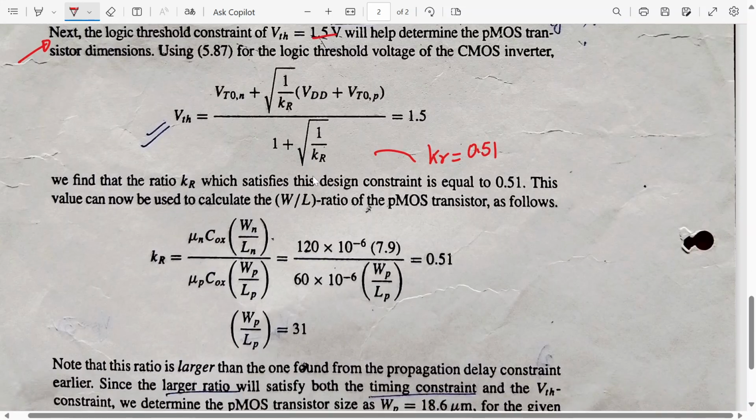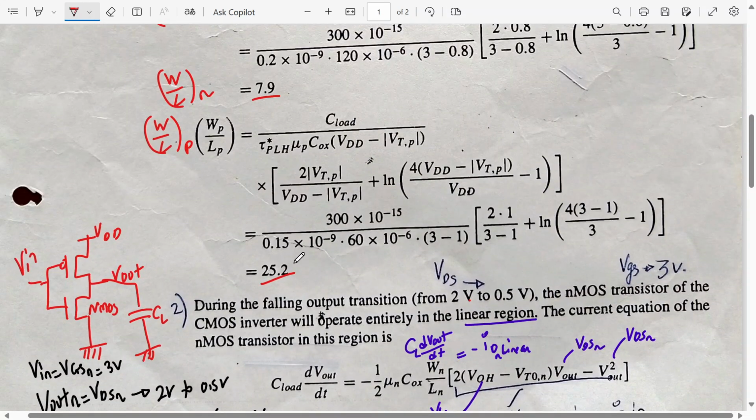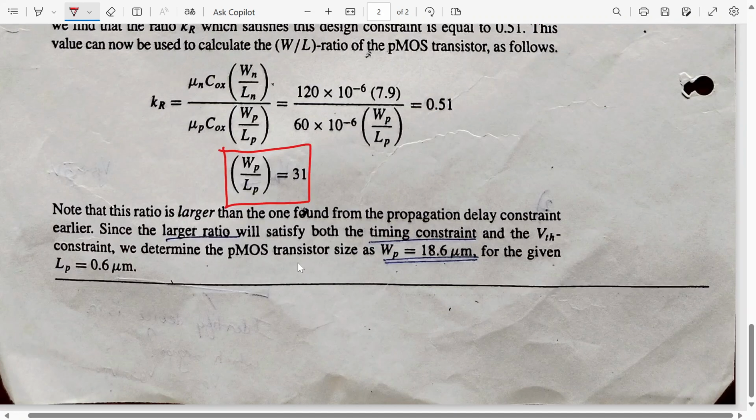Now KR is what? KR is the inverter ratio, which is Kn by Kp. Kn is mu n Cox W by L. And Kp is mu p Cox W by L. So we substitute the values of Wn by Ln, which is 7.9, and Wp by Lp. So here we got Wp by Lp as 31, and earlier we got it as 25.2. So we consider the larger ratio. So we consider this ratio 31. Okay, so the larger ratio will satisfy both the timing constraint and the VTH constraint.